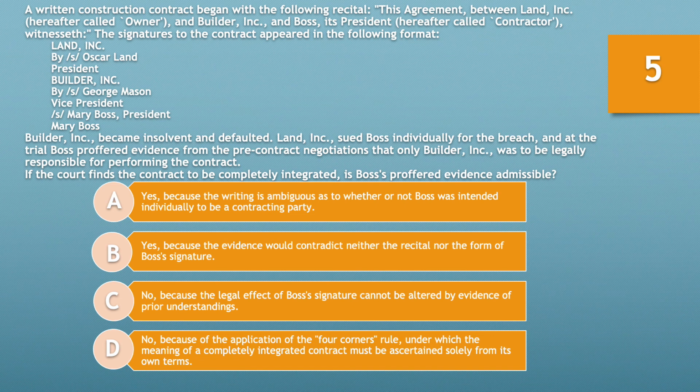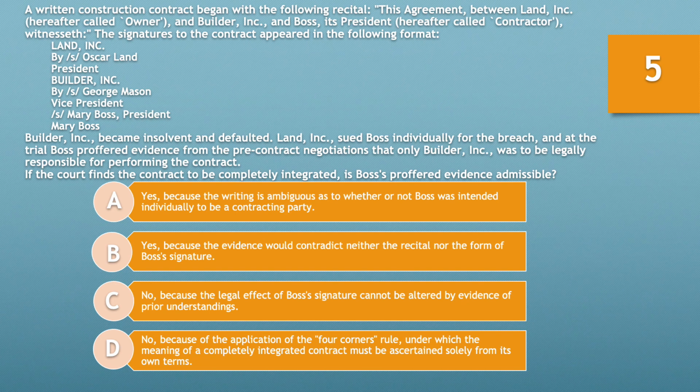Builder Inc. became insolvent and defaulted. Land Inc. sued Boss individually for the breach, and at the trial, Boss proffered evidence from the pre-contract negotiations that only Builder Inc. was to be legally responsible for performing the contract. If the court finds the contract to be completely integrated, is Boss's proffered evidence admissible?